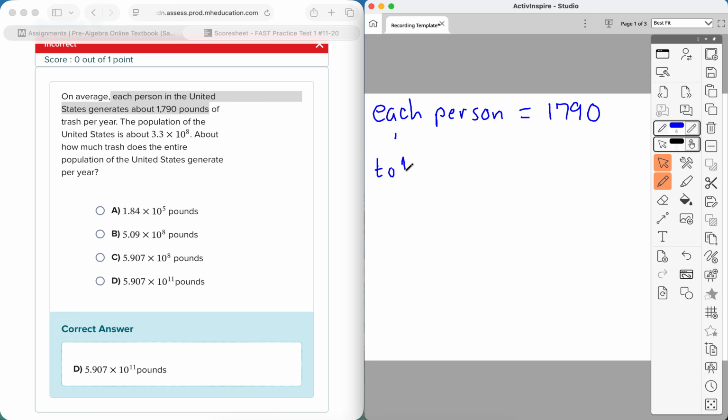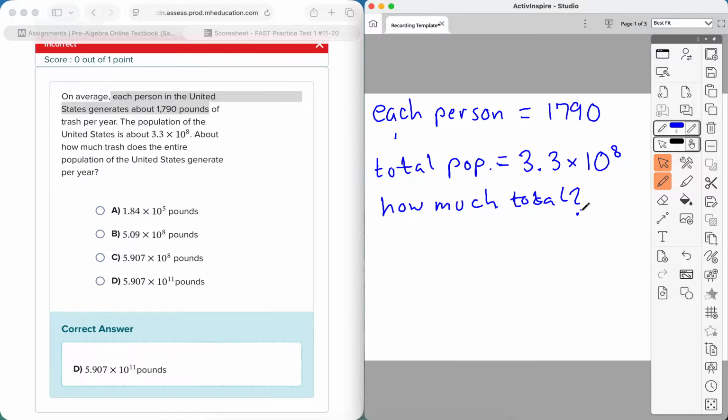the total population of the United States is about 3.3 times 10 to the power of 8, or 33 with 7 zeros. We want to know how much total garbage there is in the country. That's a T. Might not look like it.